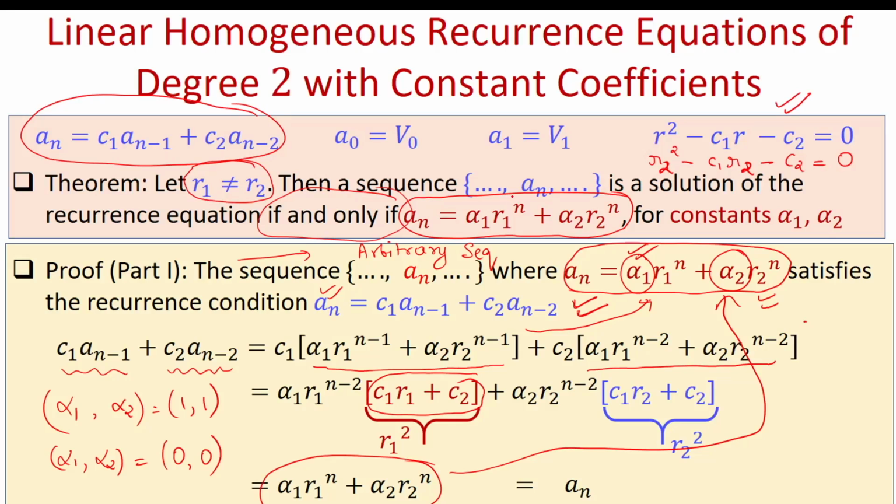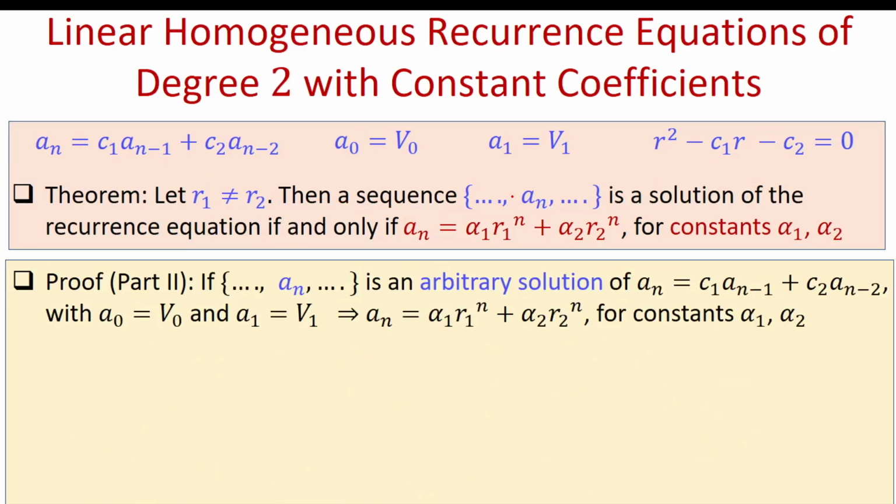It will satisfy the recurrence condition. But now I want to prove the other way around, that if at all there would have been a solution, the structure of the nth term of that solution will be a constant times r1 power n plus another constant times r2 power n. So that will be part 2 of the proof. Okay. So now here we are assuming that suppose there is some solution satisfying this recurrence condition and the initial conditions that are given to you.